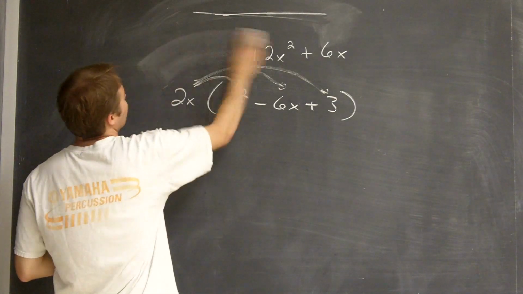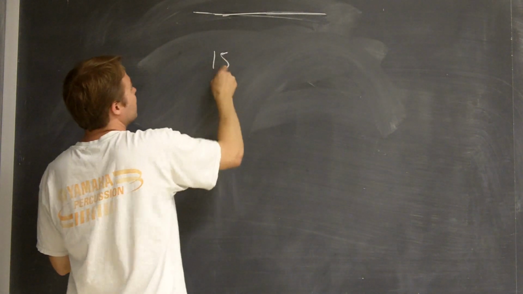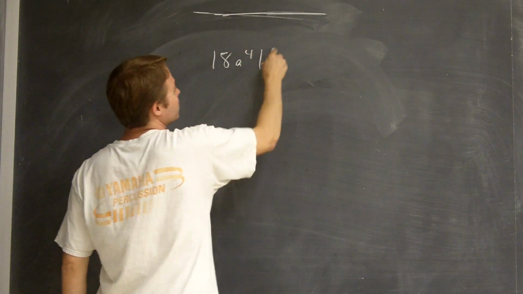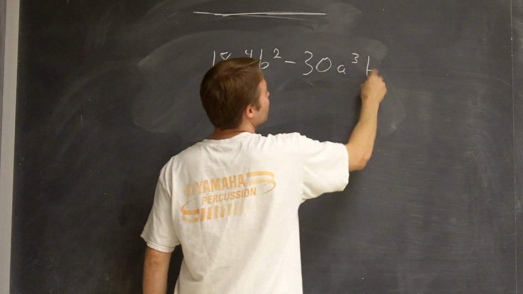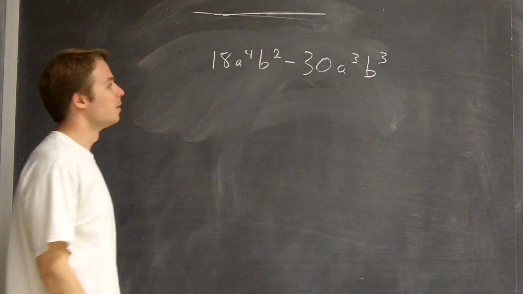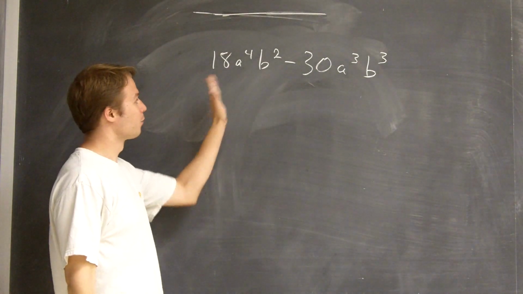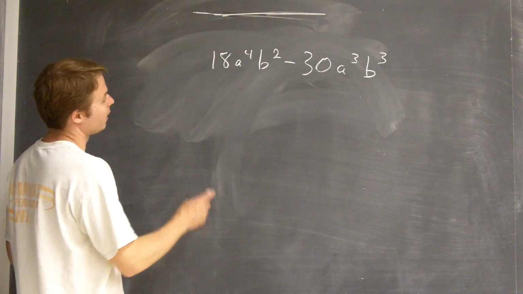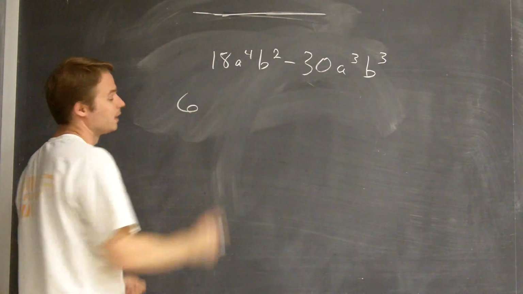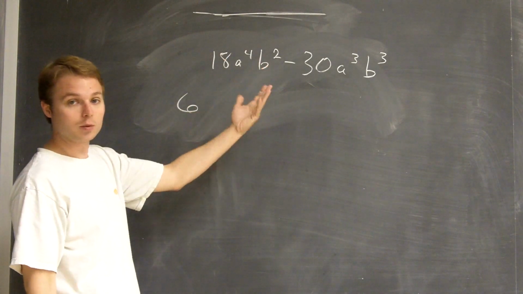So let's try another example that has a few more variables in it. This one, 18a to the 4th b squared minus 30a cubed b cubed. Again, the way I'm going to figure out what the common factor here is, I'm going to go through each of the constants first and figure out, in this case, the greatest common factor I can pull out is a 6 out of 18 and 30. And then I'm going to look at each of the variables individually.